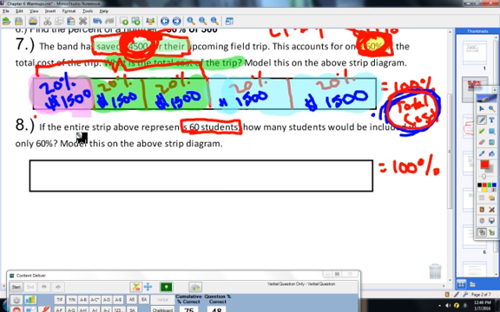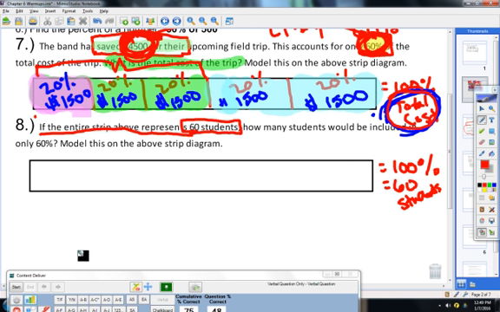It's because it says if the entire strip represents, above, or it could be below, 60 students. So do we know this? Yeah. We know that. We're good. We know that for a fact, it says it right there.